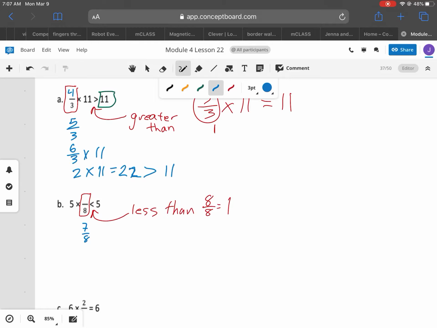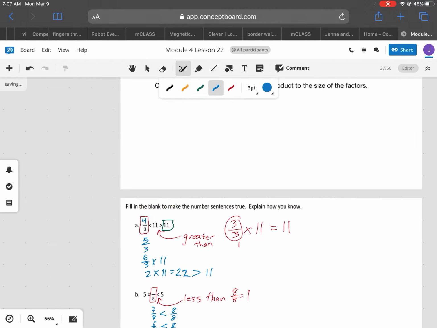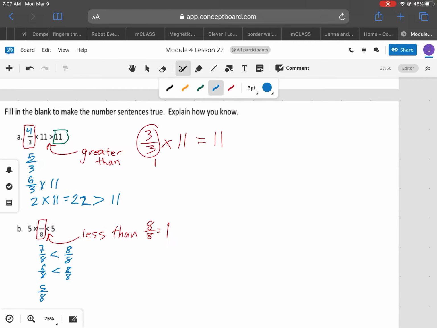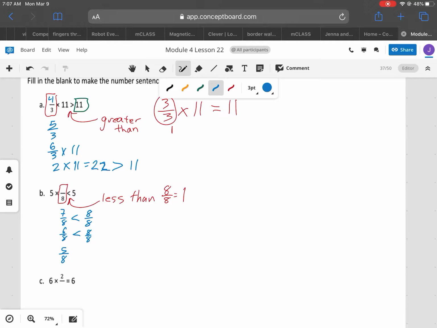So we could go 7/8, because 7/8 is less than 8/8. We can go 6/8, because 6/8 is less than. Now we can go all the way down to 1/8. It doesn't have to be what I'm stopping at. You get to choose one that is less than. Does it say explain? Explain how you know. Well, we did explain with numbers, so I'll make sure I explain with some words too.